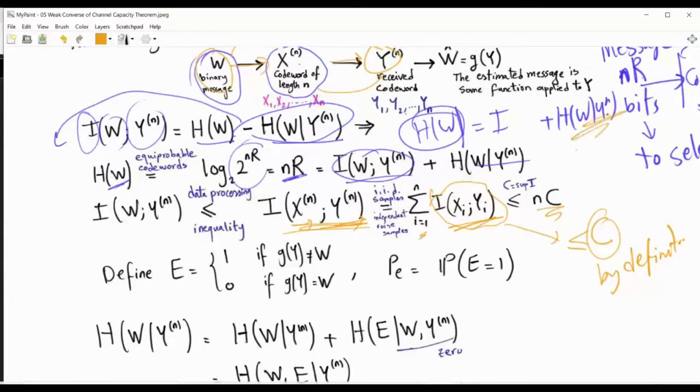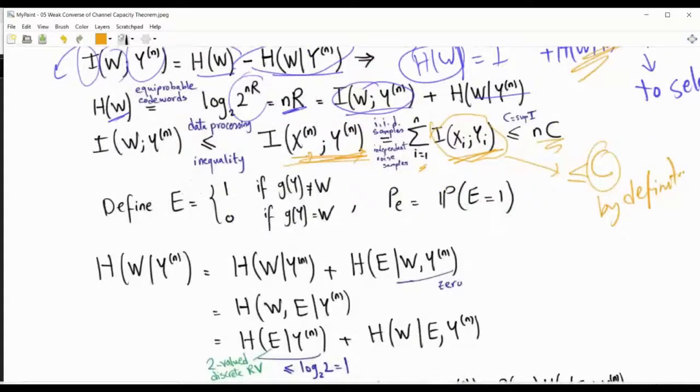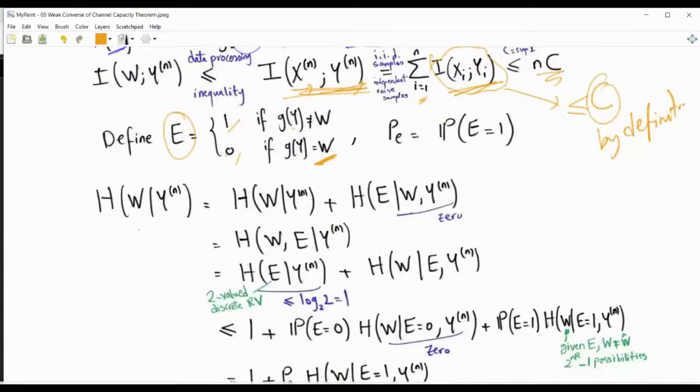What about the other term, this term here? Let's define a Bernoulli random variable E, which is 1 if you have an error and 0 if you don't have an error. You apply your function G to the received code word. If you get W, the true code word that has been used to select the transmitted code word at the transmit side, you are good and E is equal to 0. Otherwise, E is equal to 1. So what is H of W given Y?